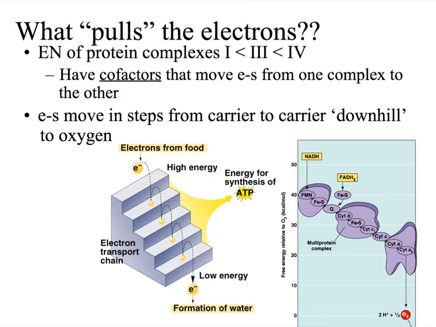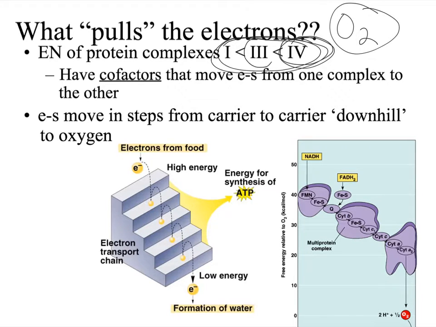So what we didn't talk about together in class is what is pulling the electrons. We did talk about oxygen. Oxygen really is the primary electron acceptor with its high electronegativity pulling electrons down the chain. But the order of the complexes is really, really important. The complexes are ordered in terms of their relative electronegativities, okay? So oxygen is more highly electronegative than complex 4, but complex 4 is more highly electronegative than complex 3, which is more highly electronegative than complex 1, okay?